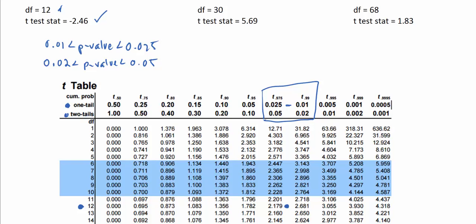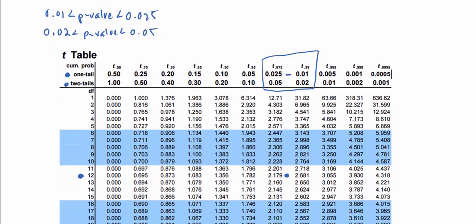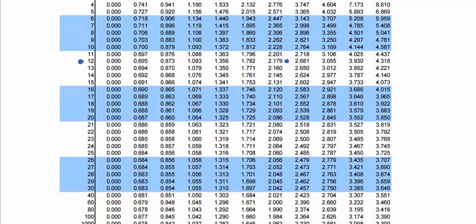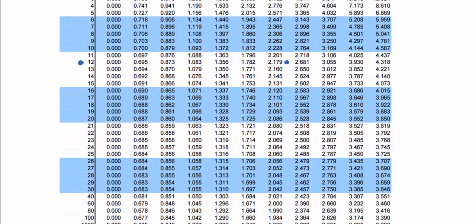All right, so moving on. Let's suppose we have degrees of freedom of 30. What happens if our test statistic is 5.69? Well, again, we start with the same procedure, go down to the degrees of freedom row of 30. We can find that here. Scroll across the row until we find our test statistic. And what we find is our test statistic is somewhere over here. It's way off the table.